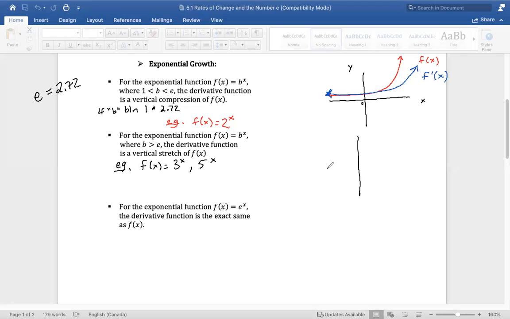So what does a vertical stretch look like? So let's go ahead here and still graph my original exponential growth function that we're just going to compare it to. So that's my original function, which would be one of these. The derivative function would be a vertical stretch. So again, still starting horizontal, but if it's a stretch, it's actually peaking, becoming vertical more quickly. So this would be my derivative function. Okay.